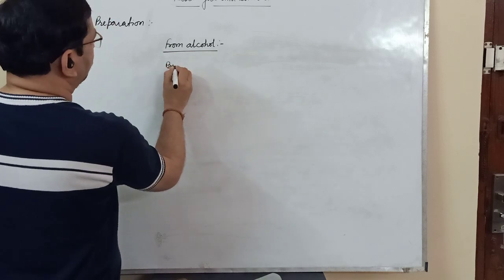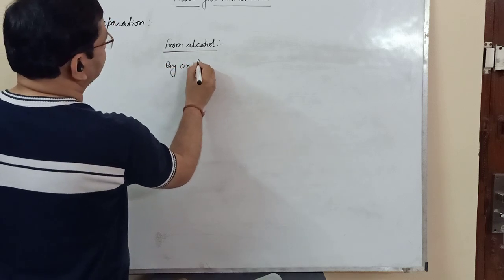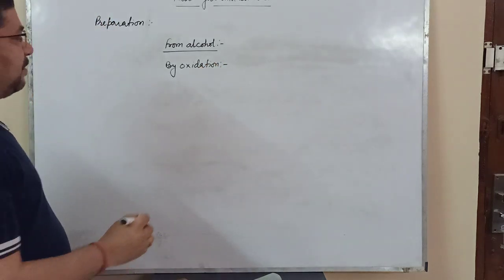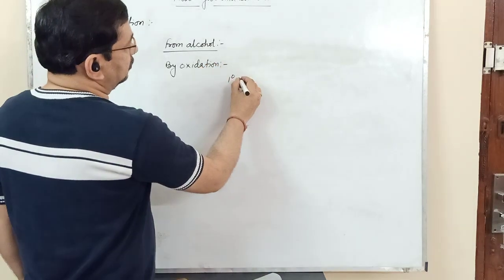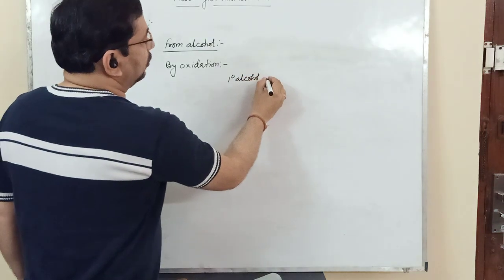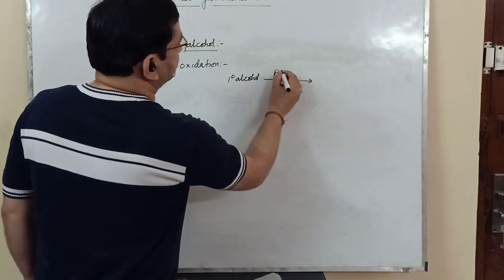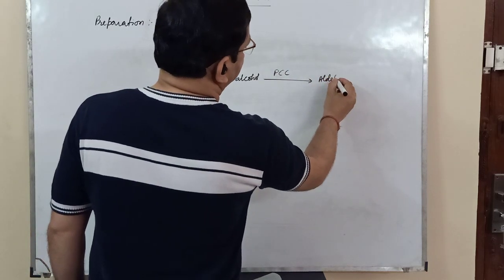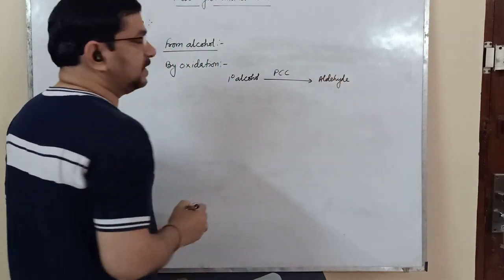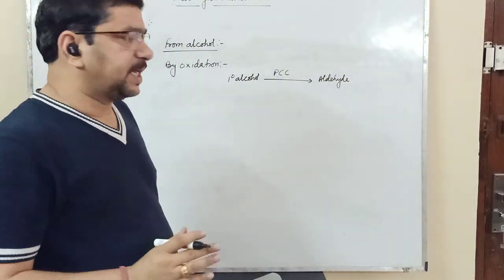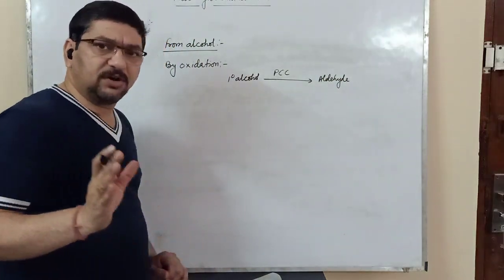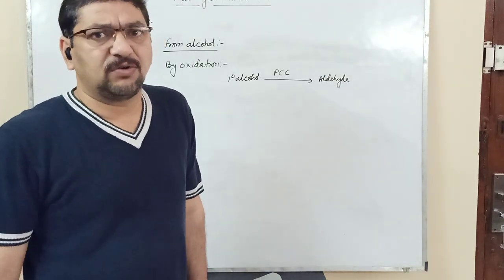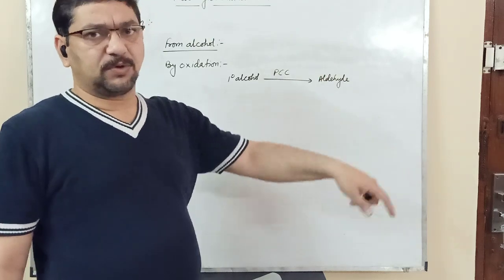By oxidation, primary alcohol on oxidation with PCC gives aldehyde. PCC is a mild oxidizing agent which can only oxidize alcohol into aldehyde. It cannot further oxidize this aldehyde to carboxylic acid.